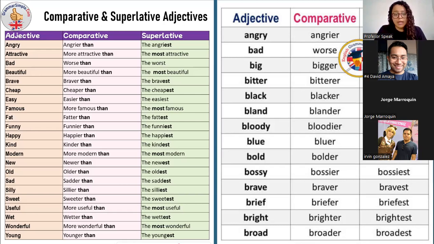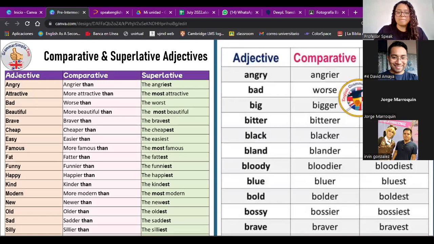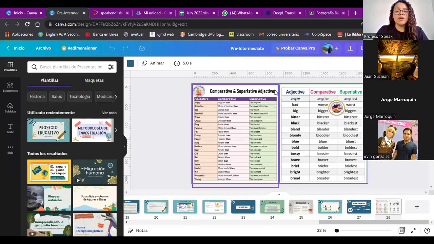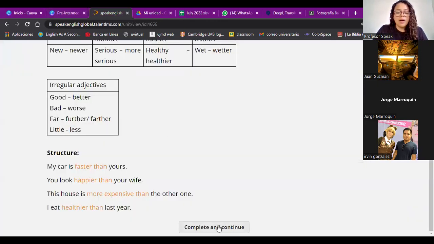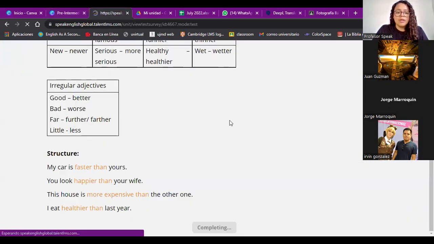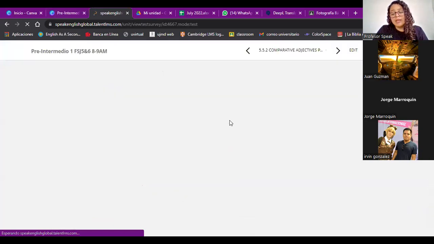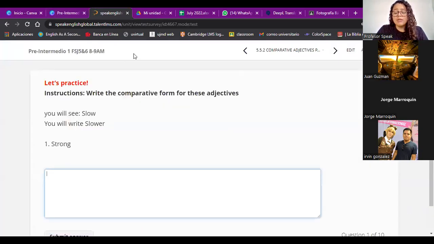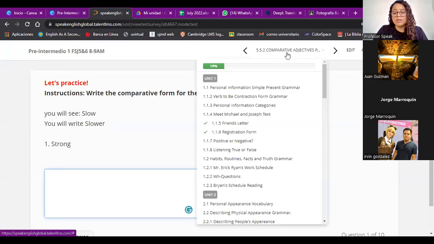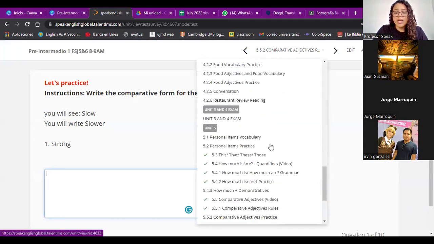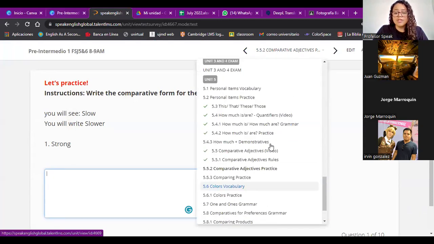Okay, so part of your homework is going to be to look for new words out of this list, so that you know the meaning of these words and you can also use them. All right, guys? But now let's practice. I just would like to know if you did the exercises until here. Until what exercise have you finished of unit 5?